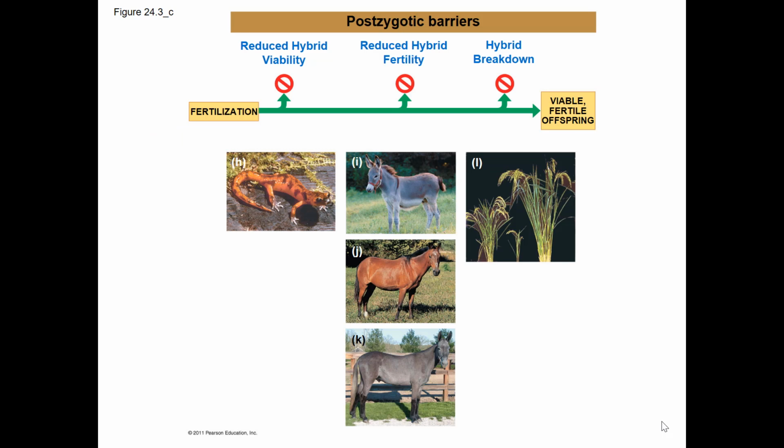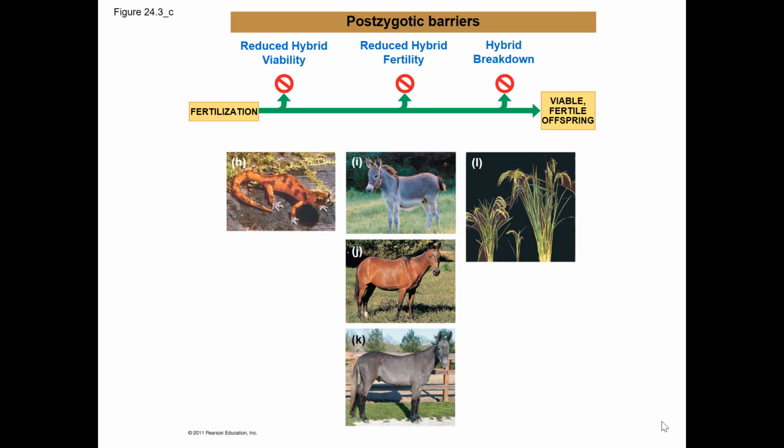All right. Does this make sense for pre-zygotic? So the zygote never forms. Post-zygotic, the zygote forms, but something is wrong with that hybrid. Okay? And so we have 3 different types of post-zygotic barriers.